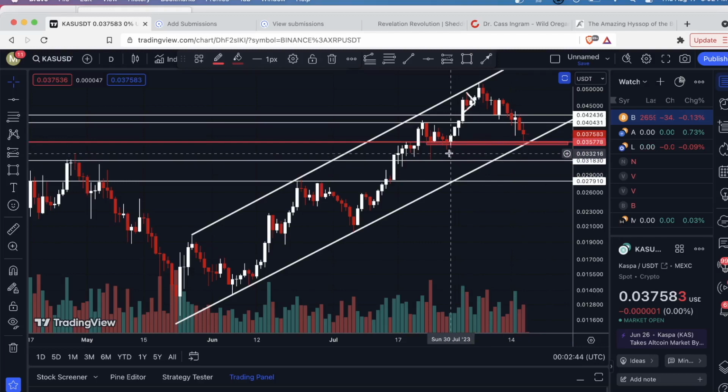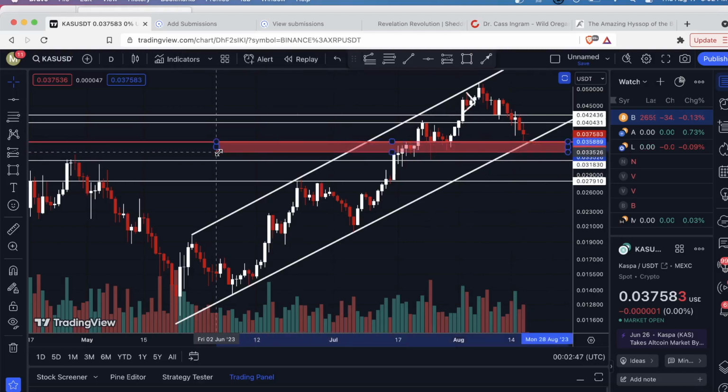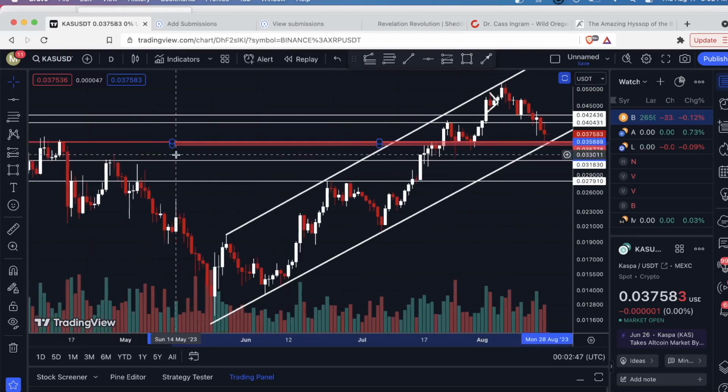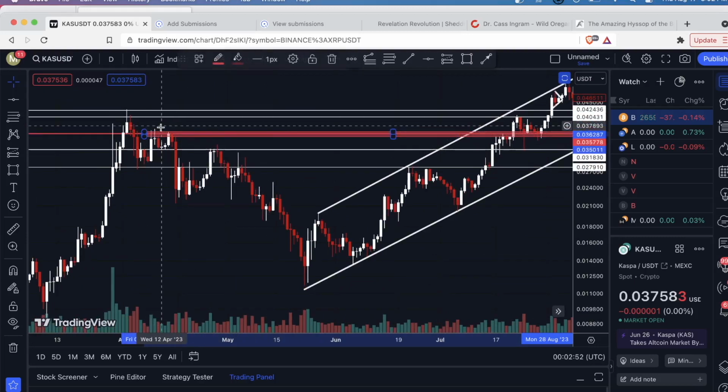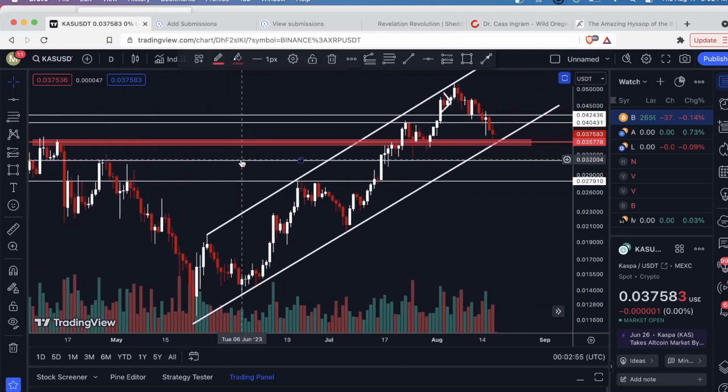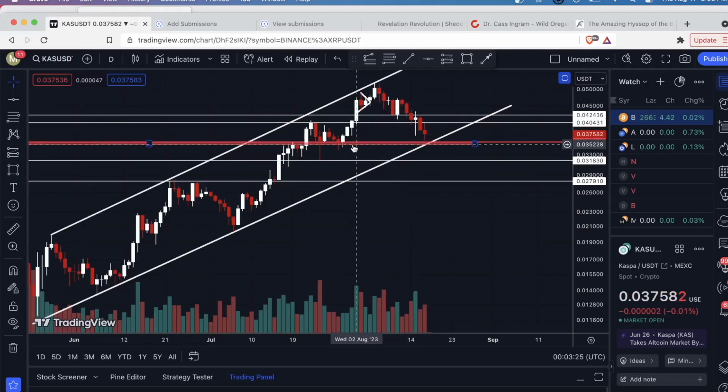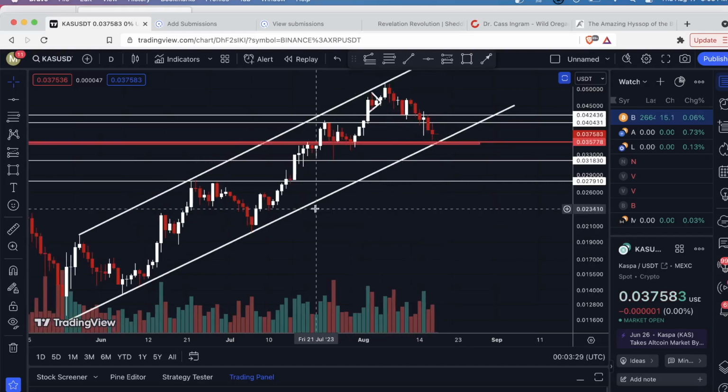Okay, and I bet you if I drag this across all the way back, we'll see that there is history here. This was also the resistance from all the way back here. Okay, so right here you see how this horizontal support region intersects with this upsloping level of support.